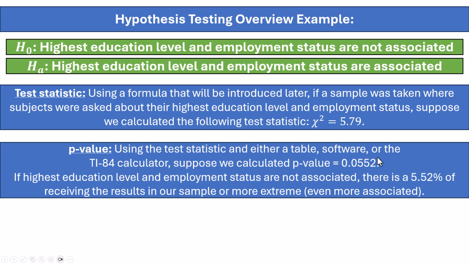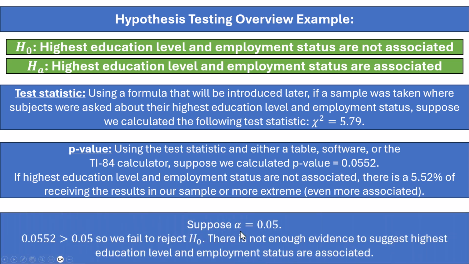So what does that number mean? Well, that means if the null hypothesis was true, which is if the highest education level and employment status are not associated, then there is only about a 5.52% chance of receiving those results in our sample, or more extreme, or even more associated, right? So there's only about a 5% chance of that happening.